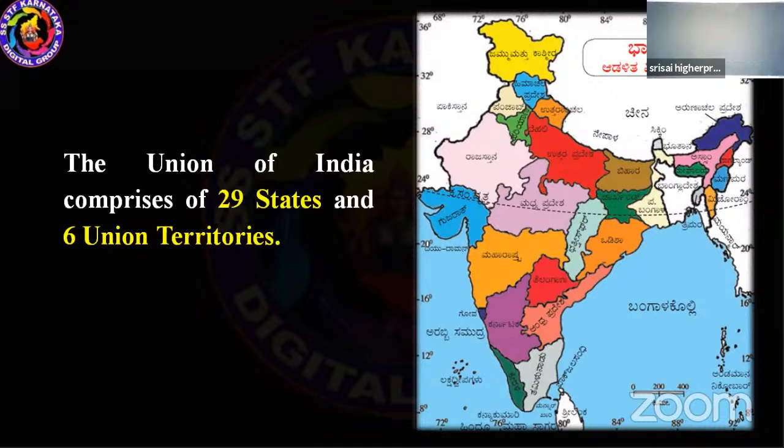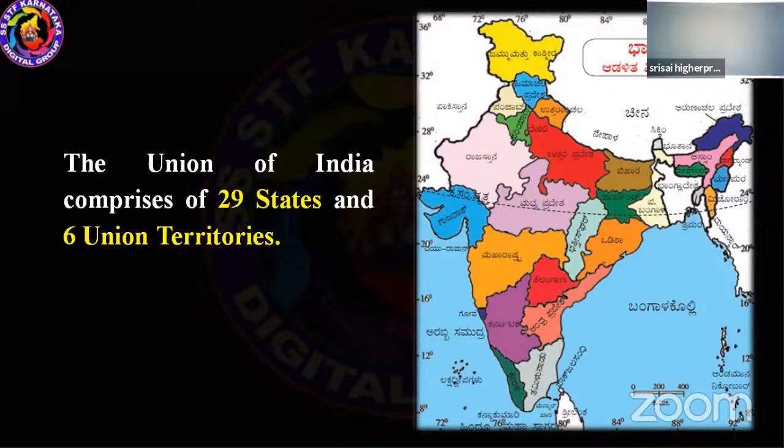And then what about the union territories? How many union territories were there before? 6. And now? 7? Remember once more. They did not make entire Jammu and Kashmir a single union territory. They divided it into 2 divisions. By dividing that one state, they formed 2 union territories. 2 plus 6, what is the number? 8. At present, there are mainly 8 union territories.